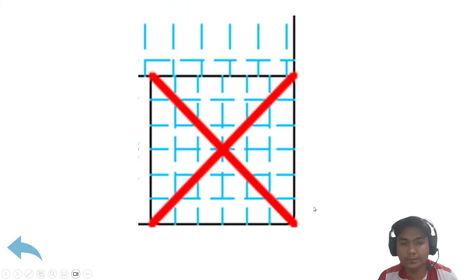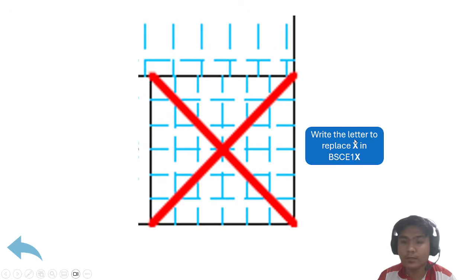For here, this is X. X is in here with a square, one, two, three, four, five, six. This is a square cell with more cells. You're going to write the letter to replace X in BSCE1X. In short, you're going to write the letter assigned to your set in this space.